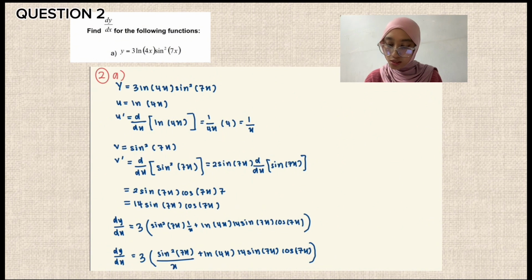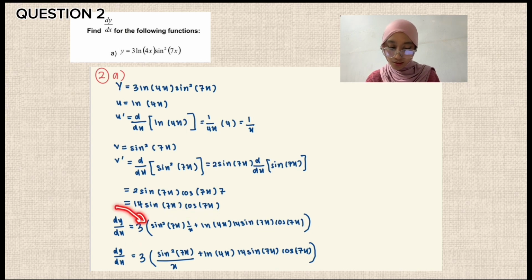Next, we differentiate v, which is sine square of 7x. So first, we bring down the power. The derivative of sine square is 2 times sine 7x. Then we multiply by the derivative of the inner function. The derivative of sine 7x is 7 times cosine 7x. Altogether, we get 14 times sine 7x times cosine 7x.